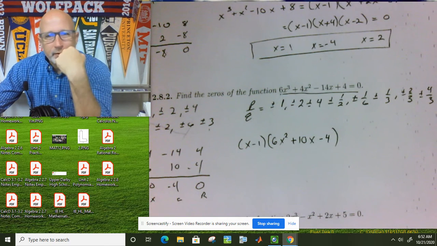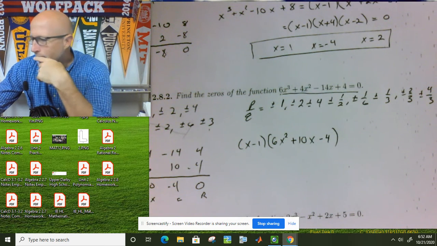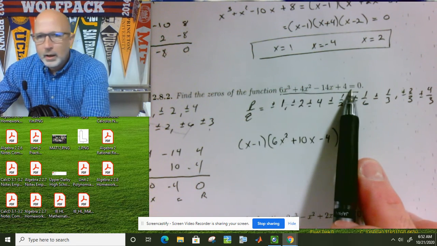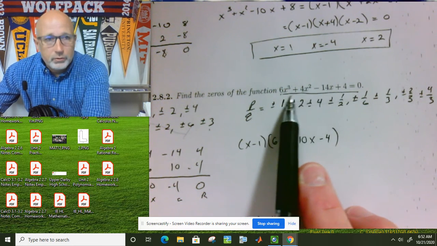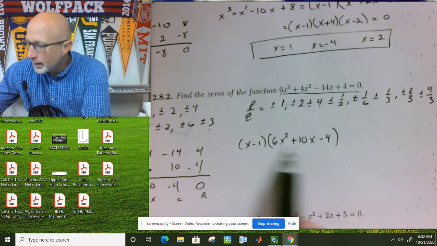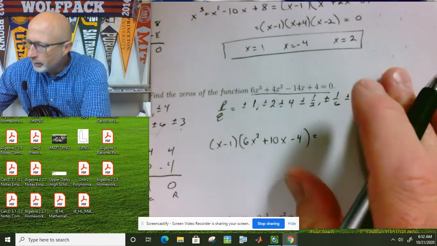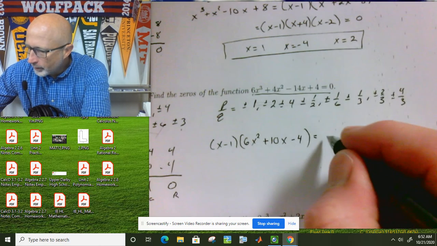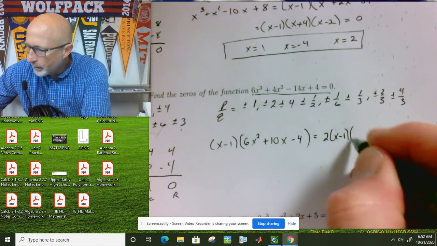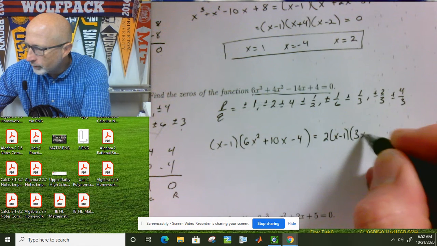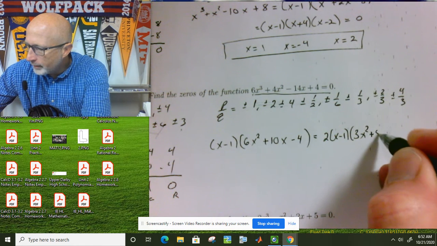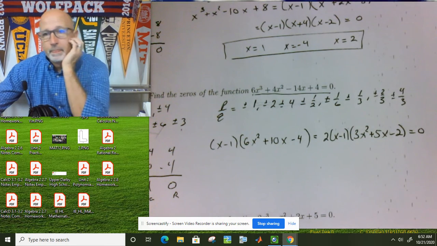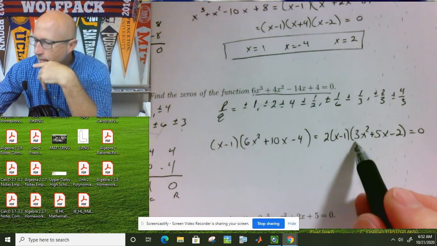Now, I probably should have done this from the very beginning. Let's factor out what we can. These are all even numbers. So I could have easily factored out a 2 to begin with. I'm going to go ahead and do that now. So you notice a 2 goes into all those. It's the biggest factor of all those. So I'm going to bring it all the way out in front. And when I do this, I have 3x squared plus 5x minus 2 is equal to 0. Now I need to factor this.